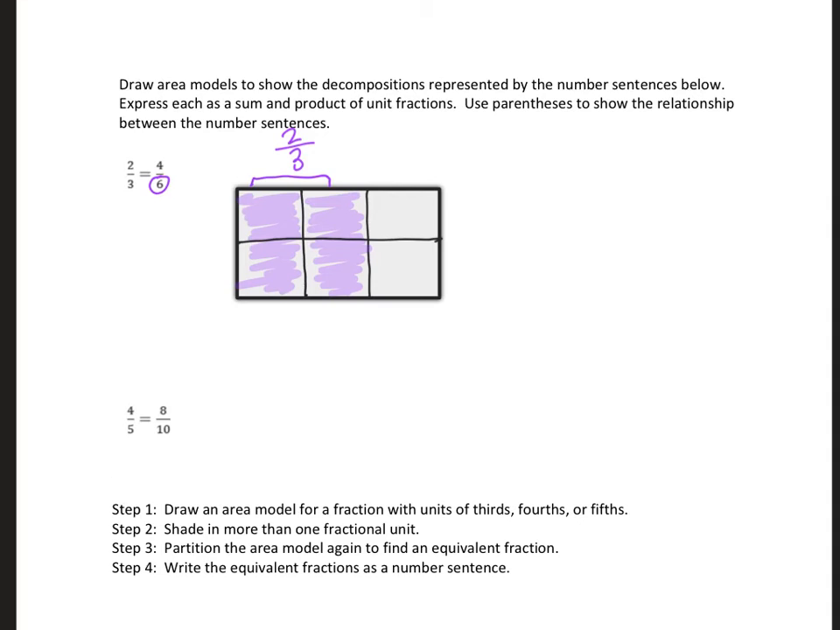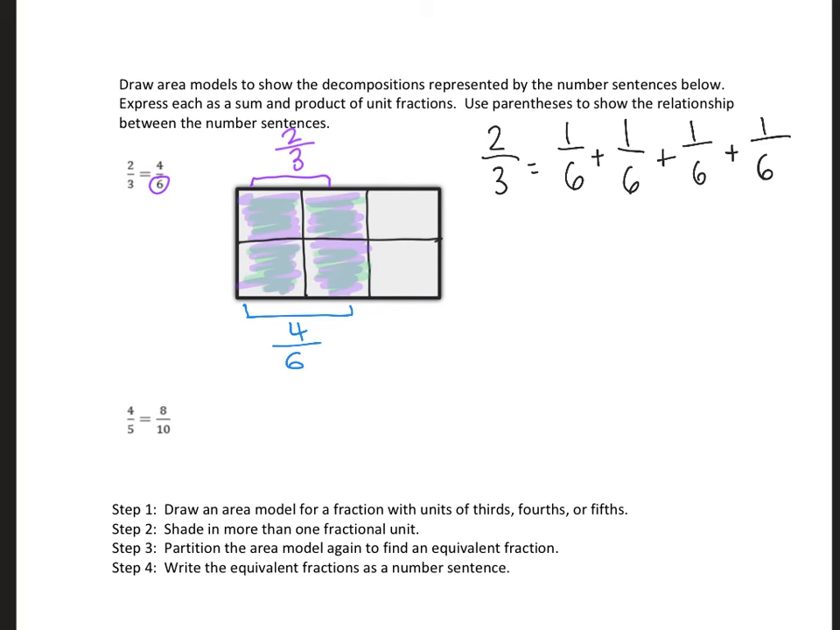So now I can see that this is the same as 1, 2, 3, 4 total pieces, 4 pieces shaded in out of 6 total pieces, right? So now I'm going to write this as a sum of unit fractions. So I'm going to say 2/3 is equal to 1/6 plus 1/6 plus 1/6 plus 1/6.